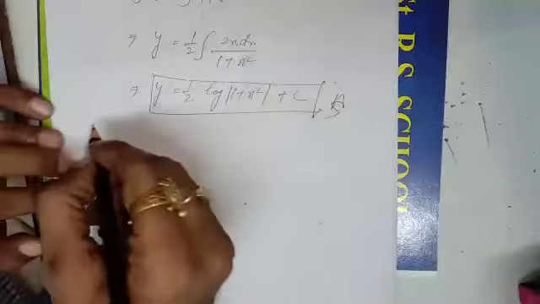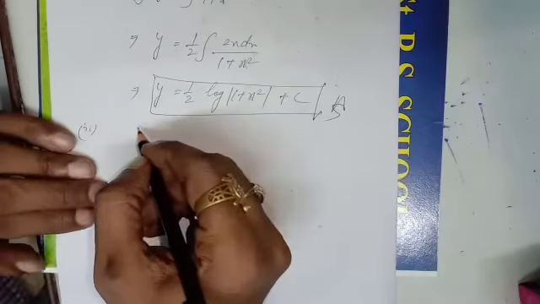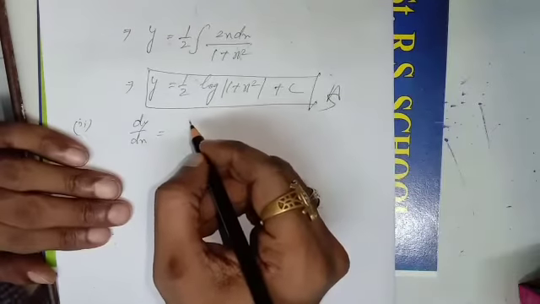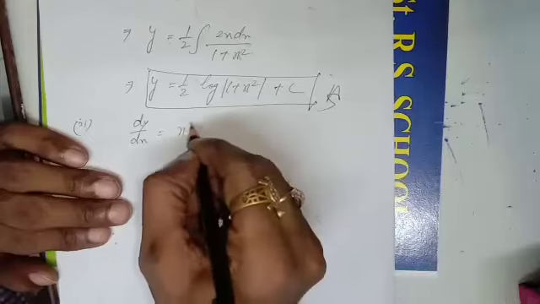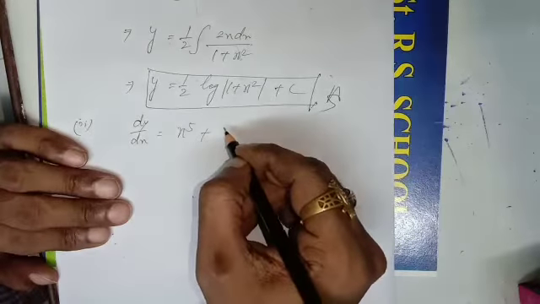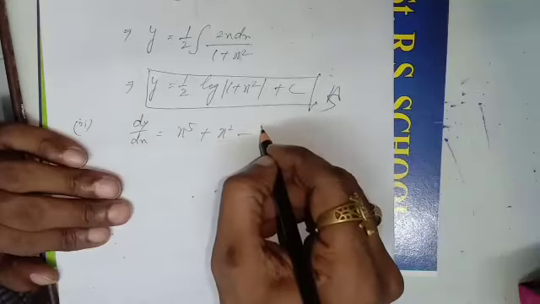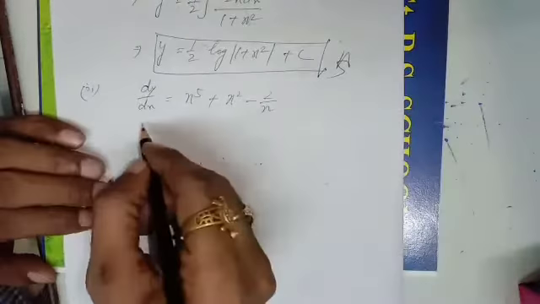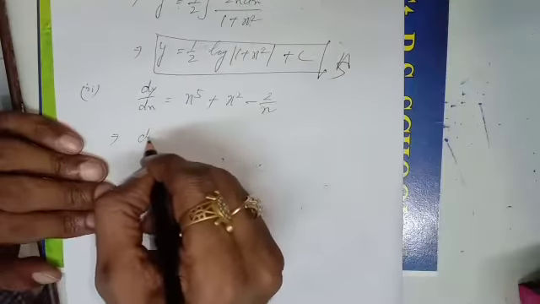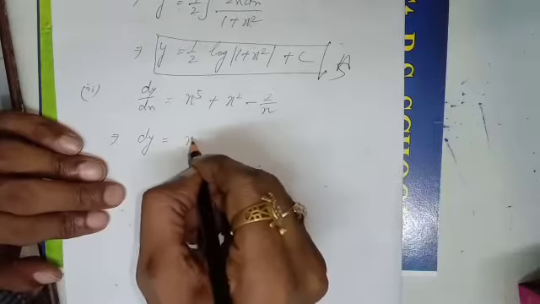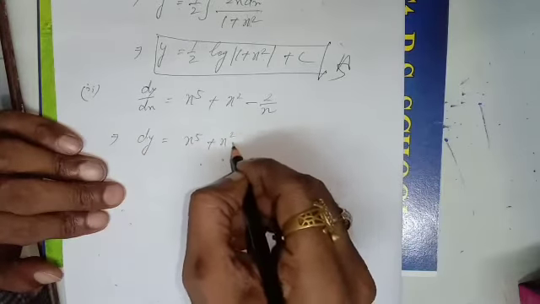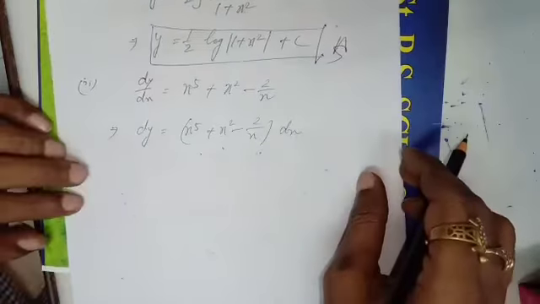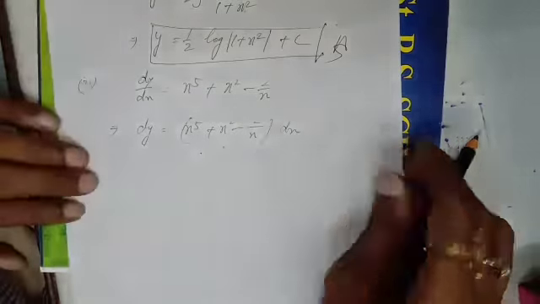Let us go to the second part. The question is given dy by dx is equal to x to the power 5 plus x square minus 2 by x. You have to solve the differential equation. First of all, you have to separate the variables. dy is equal to x to the power 5 plus x square minus 2 by x, whole dx. After the separation of variables, you have to integrate both sides.